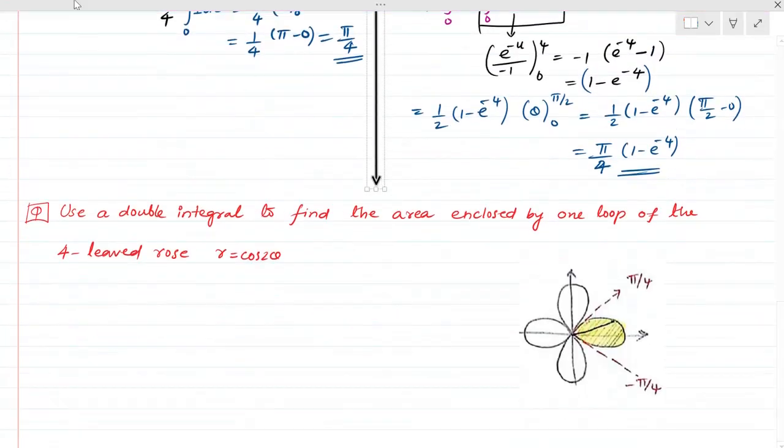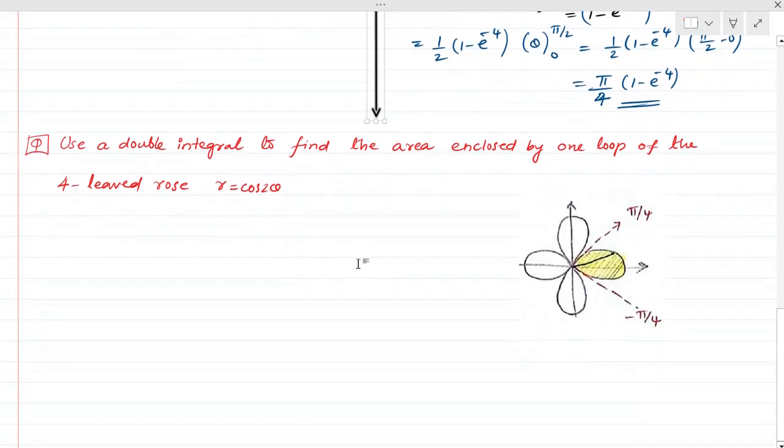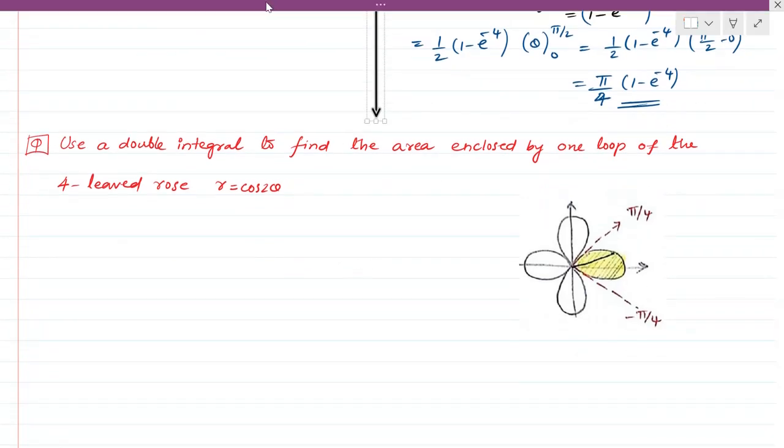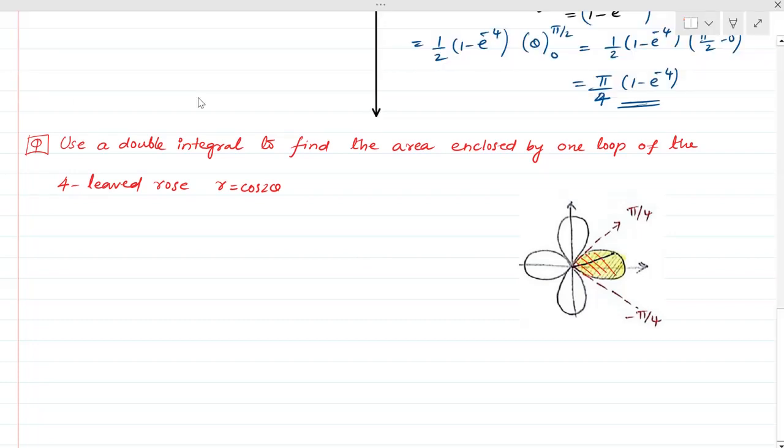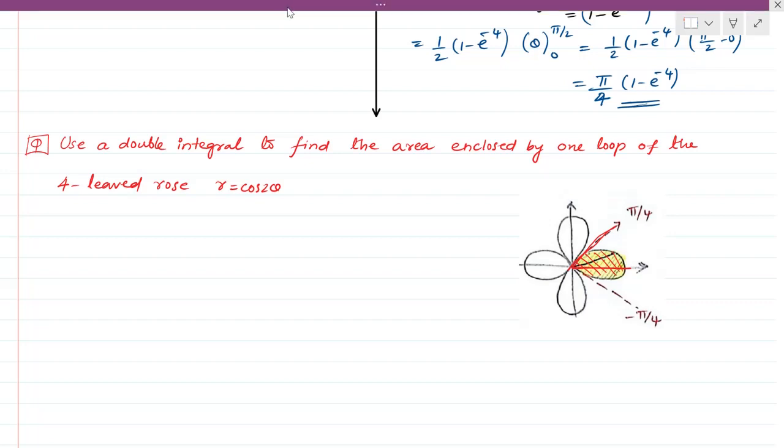Now the last problem of this video we have. We have to calculate the shaded region of these leaves. Here I want to calculate this one. Since it is symmetric, I will calculate only the upper part and multiply by 2, or you can do it with the full area. Both are correct. Either you can do it from minus pi over 4 to plus pi over 4, or multiply by 2. Both are the same.